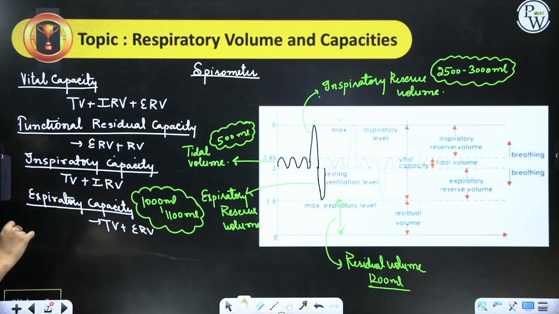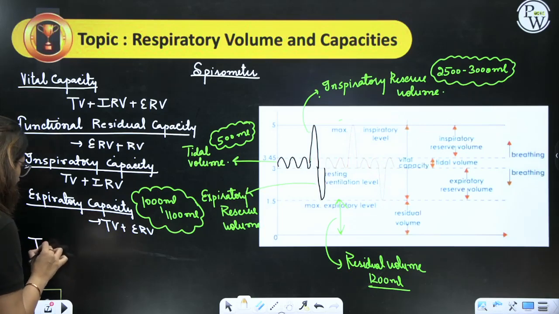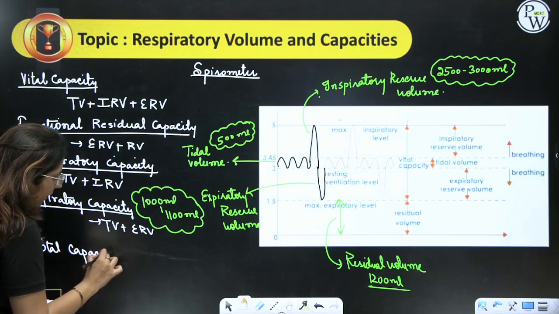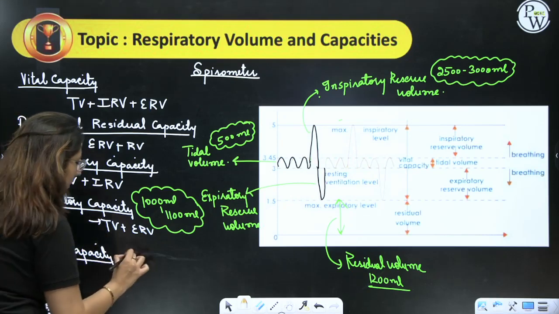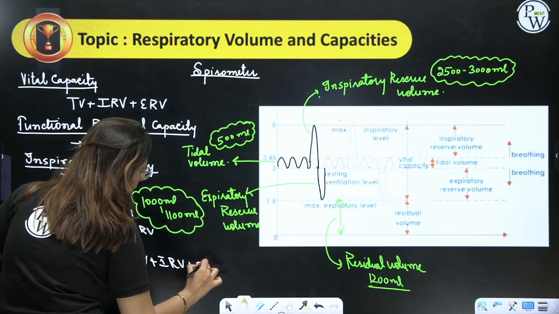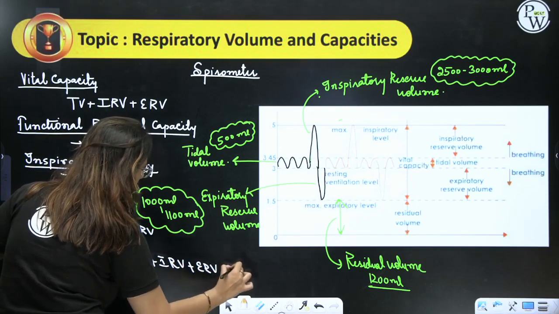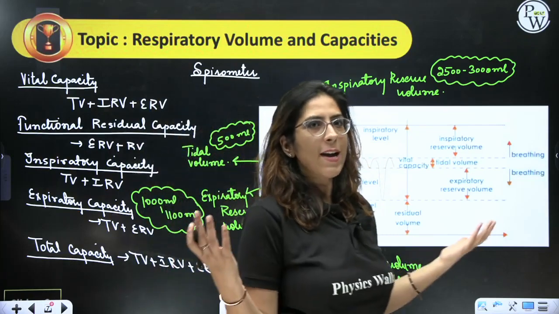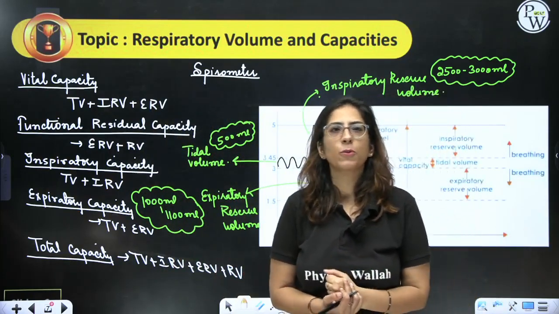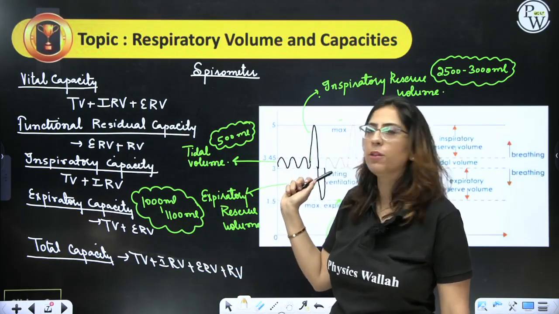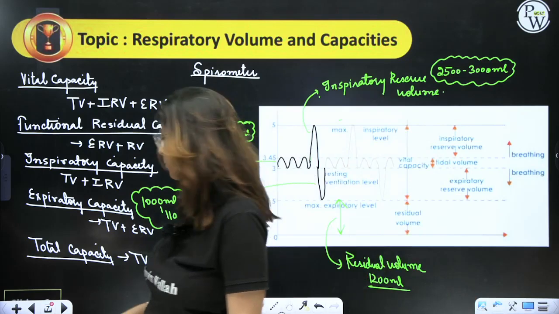And now let's talk about what is left, the next one is the total respiratory capacity. What is that? That is TV plus IRV plus ERV plus RV. Clear? If I am doing some hard work, I want some answers from you guys also. Calculate these capacities and give me the answer in the comment section. You have all the volumes with you, you just have to add them.